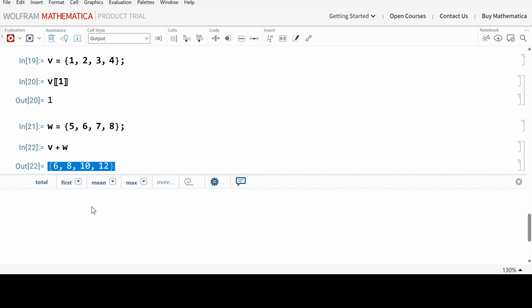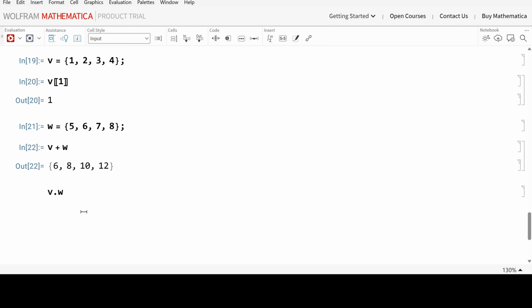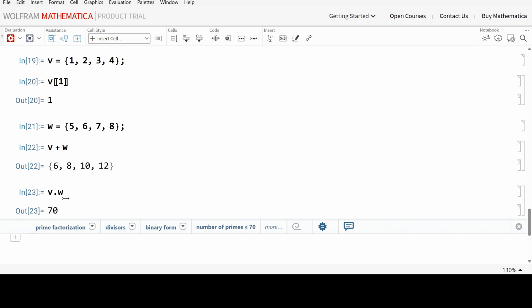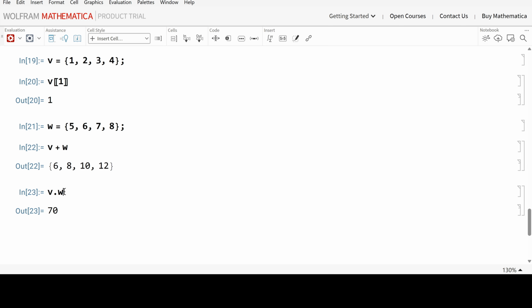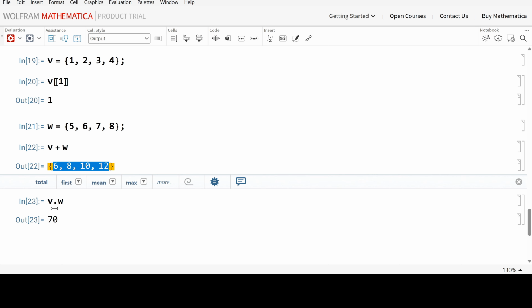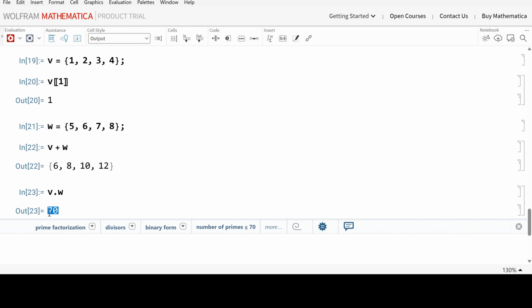For the dot product, we can use V dot W or Dot of V and W. That multiplies each pair of elements and adds them together: 1 times 5 plus 2 times 6 plus 3 times 7 plus 4 times 8, which equals 70.